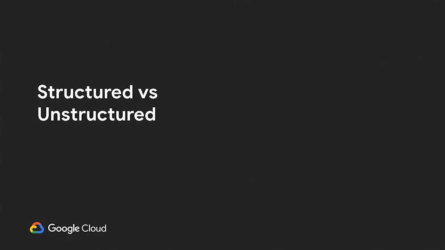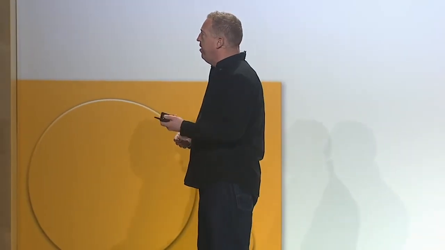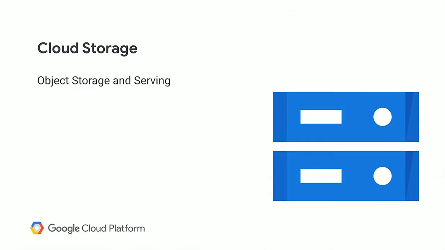Great. All right, we're going to move gears to storage. So storage, we basically divide into structured or unstructured storage. Structured are things like application data, user data, and unstructured are things like files and blobs and pictures and other things. So we'll start with unstructured.